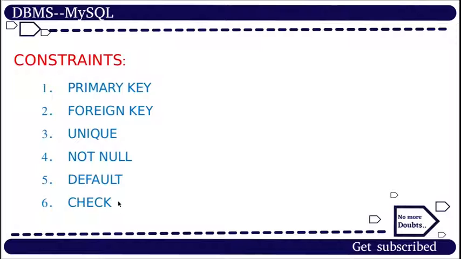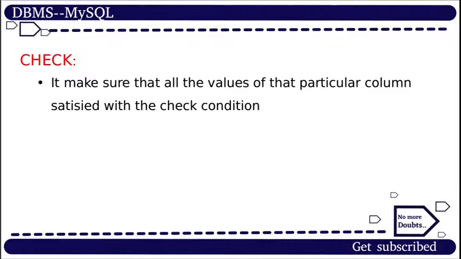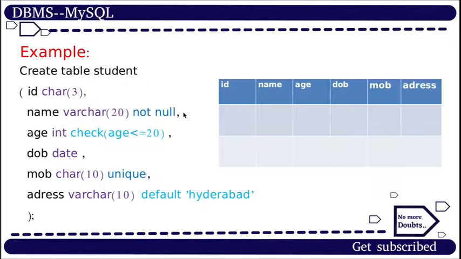We will see what is check constraint. Check constraints make sure that all the values of that particular column, the attribute on which we define this check constraint, satisfy the check condition. Let's consider this example. You have created a table, and here for the column of age, which is integer, you made a check constraint that checks age is greater than or equal to 20. Sorry, it was misprinted. It is: check that age is greater than or equal to 0.